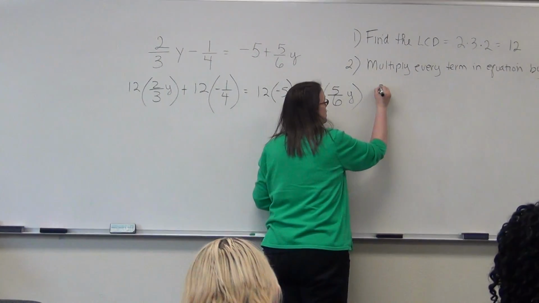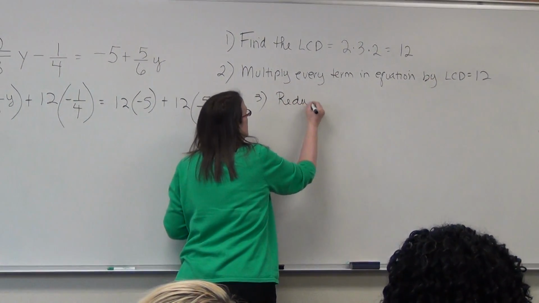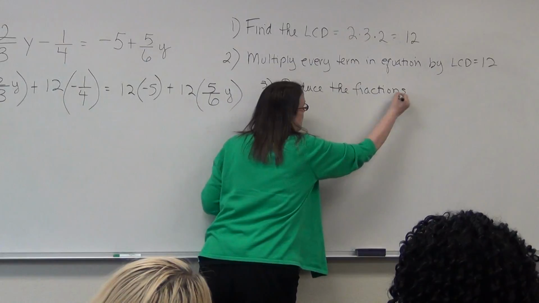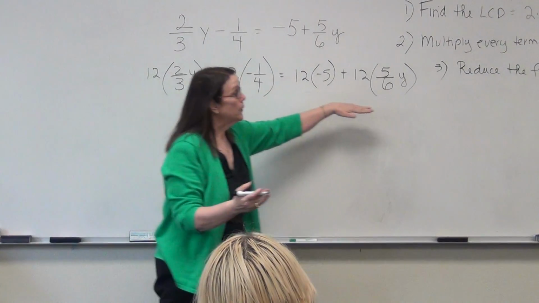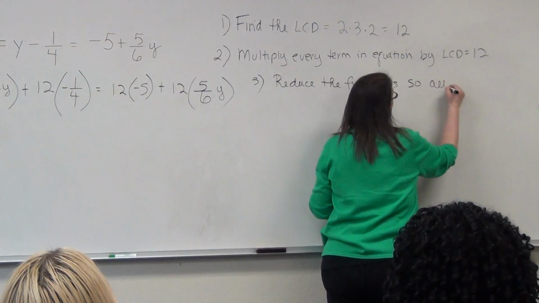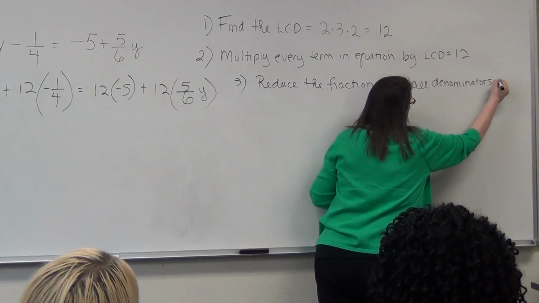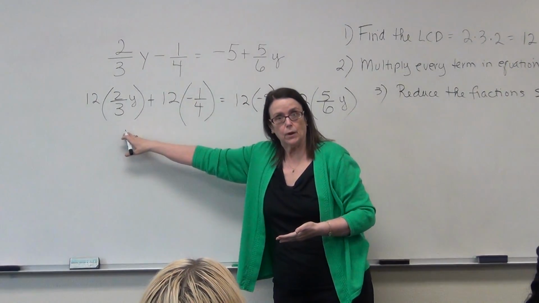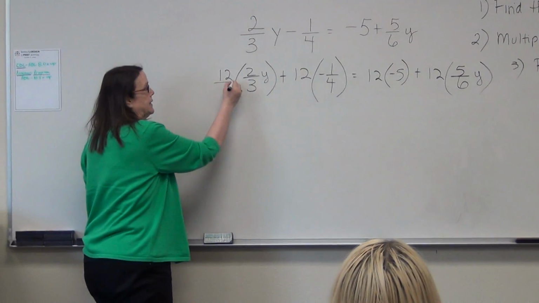Because our third step, which I have to move over a little bit for, is we're going to reduce the fractions. I don't care so much about the whole numbers now, about the integers, because that's over 1. The denominator, that's a 1, and that's what I want. So we're going to reduce the fractions, so all denominators equal 1. Okay? What that just means is that we're going to divide each fraction by the denominator of that fraction. Okay?